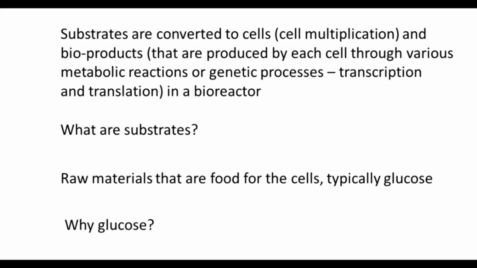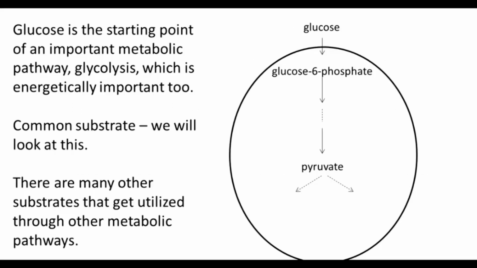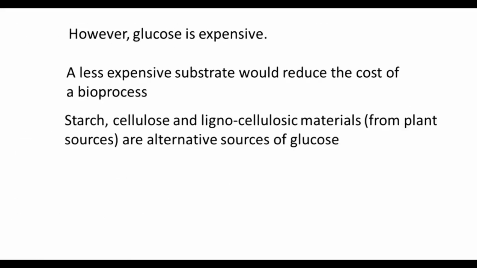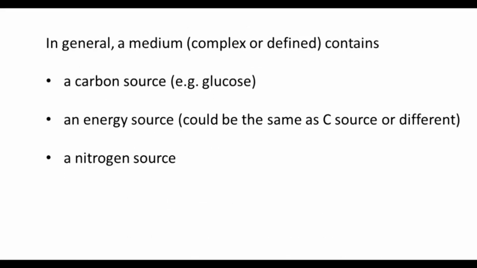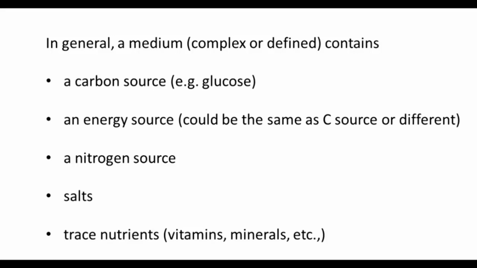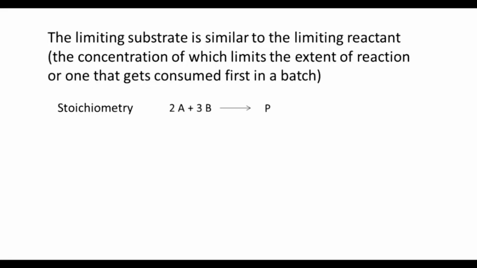We saw that glucose is a typical substrate because it participates in one of the important metabolic pathways in the cell called glycolysis. And we saw some alternatives for glucose because glucose is expensive from the context of the industry. Starch, cellulose and lignocellulosic materials are good alternatives to glucose. Starch and cellulose are already heavily used. For lignocellulosic materials, there's a lot of research going on in their use to get glucose. Then we saw what a medium contained: a carbon source, an energy source, a nitrogen source, salts, and trace nutrients. Any of them could be a limiting substrate.